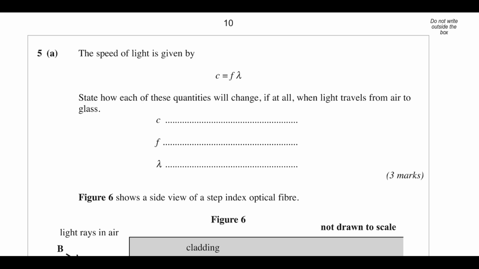Okay, so the speed of light is given by the wave equation with the speed of light in it instead of velocity. State how each of these quantities will change, if at all, when light travels from air into glass. So glass has a higher optical density than air, so speed is going to decrease. Nothing can change frequency because nothing can change a photon's energy during its travel, so the frequency stays the same, and so speed and wavelength are directly proportional to each other. So if speed decreases, wavelength will decrease too. So let's get that down. Alright, so we've got that.